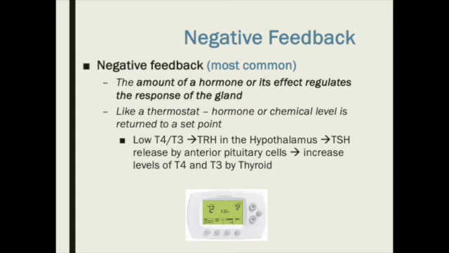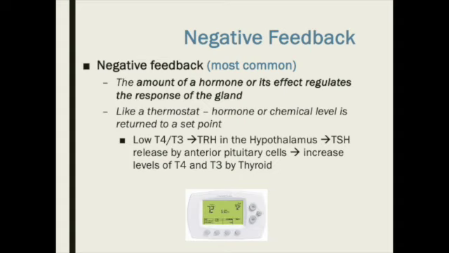So whenever it's too high, your body tries to regulate and make it come down. If it's too low, your body is going to try to regulate and bring it back up to that set point. So for instance, in the situation of having low T4 or T3, which are thyroid hormones, this is going to trigger TRH in the hypothalamus. TSH is then going to be released in response by the anterior pituitary cells, which will increase the levels of T4 and T3 by the thyroid.